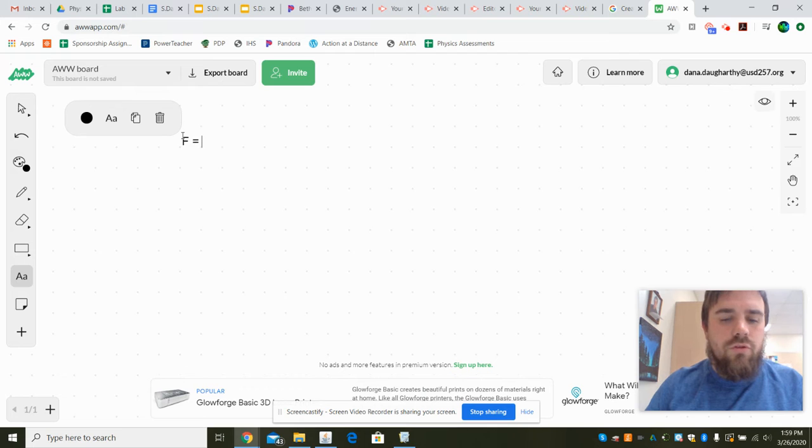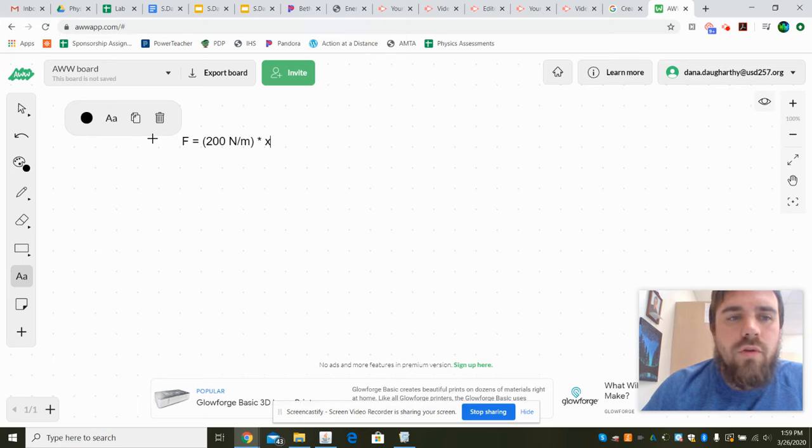Force is equal to, and the slope was 200. Because it's rise over run, it is newtons per meter, times your x variable, which is the spring displacement, which technically should be delta x. I just don't have an easy way to do that here. And that's it. No y-intercept. So this is the equation right here.